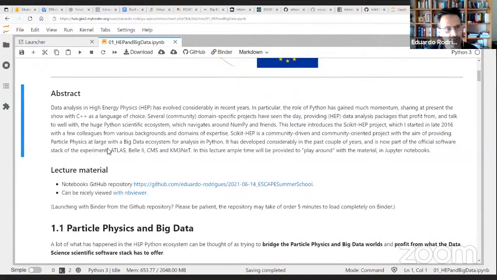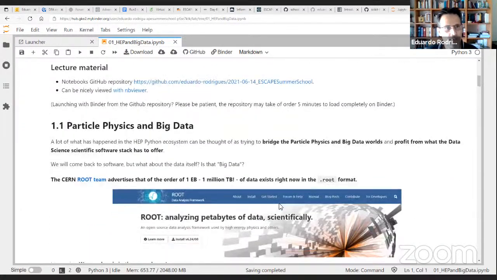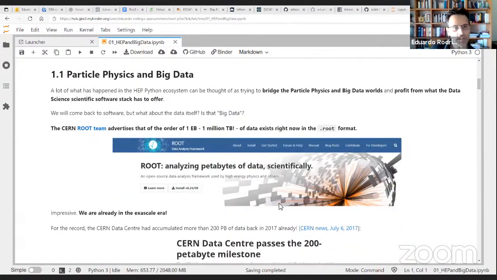All right, so I'm obviously not going through the abstract, which you have read. The first thing I wanted to say is to connect particle physics with big data, which explains why we're trying to have this ecosystem that engages with the data science community, rather than having our very domain specific frameworks such as ROOT. That is a different topic.